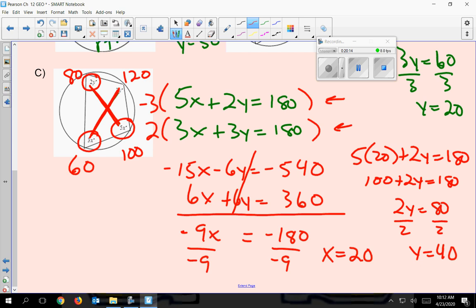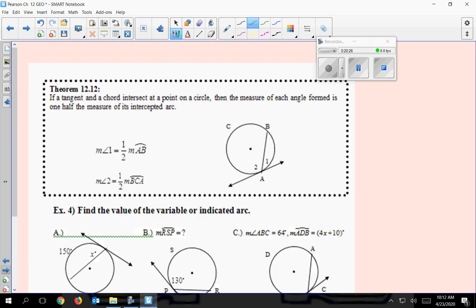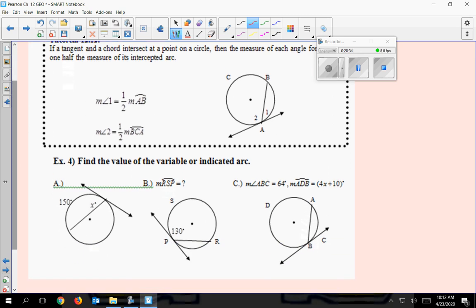So just taking that rule and applying some algebra to it, and being able to see if you can do that, all right? Okay, let's move on. We've got a theorem here. It's very similar to the one that we had earlier. This is a different angle that's inscribed on the circle.